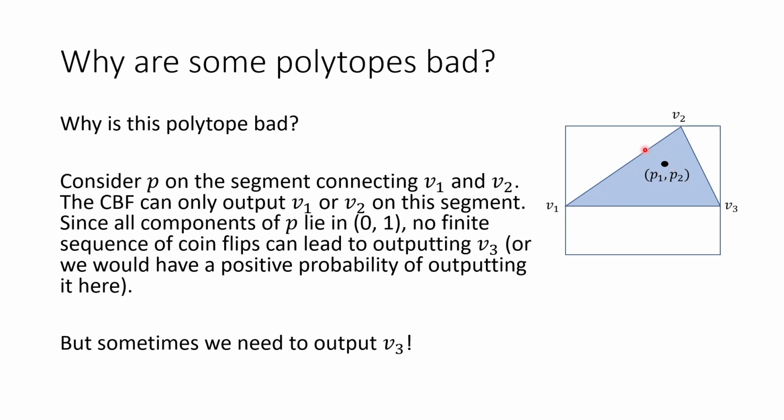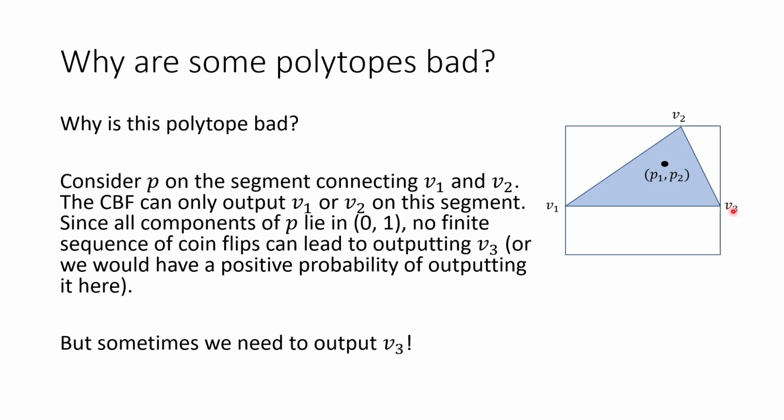Now, since any point on the interior of this line segment connecting V1 and V2 is contained within the interior of the unit square, all the components of P lie within 0 and 1. This means that no finite sequence of coin flips, like getting heads, tails, heads from the first coin, and tails, tails, tails from the second coin, can cause the algorithm to output V3. There can be no pairs of sequences like this.